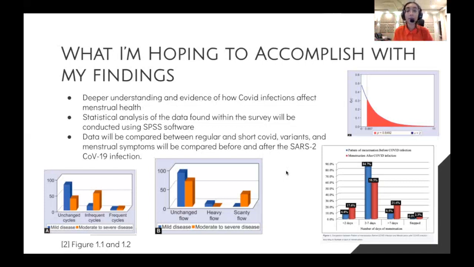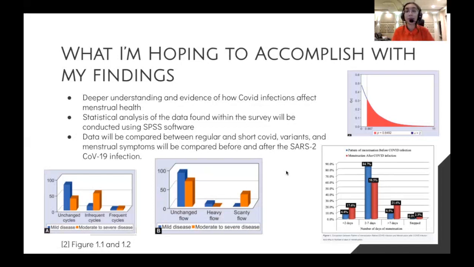And obviously, the PMS symptoms or dysmenorrhea that is being looked at will be compared pre-infection to post-infection as well, just to see what changes have happened. And for pre-existing gynecological conditions, we'll see if the dysmenorrhea has been exacerbated or lessened, and whether the PMS symptoms have worsened or lessened or stayed the same as well. The statistical analysis of this data will be done using SPSS software.